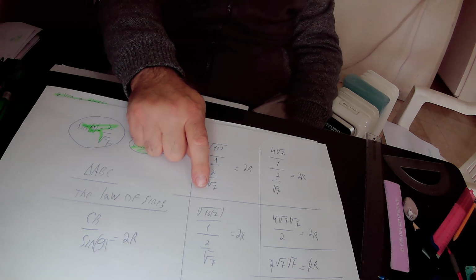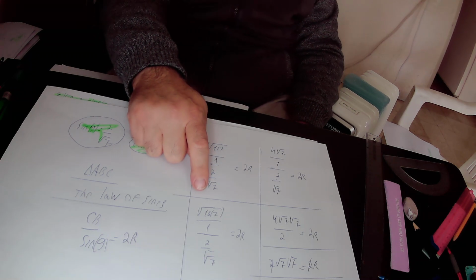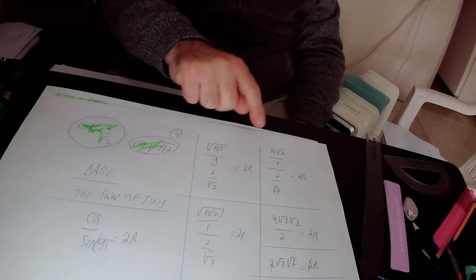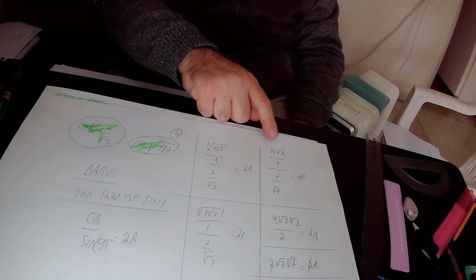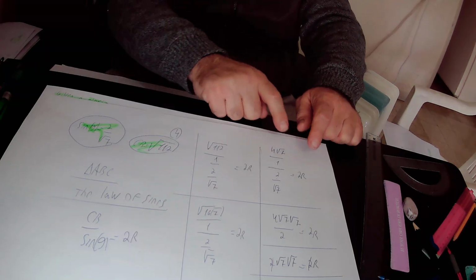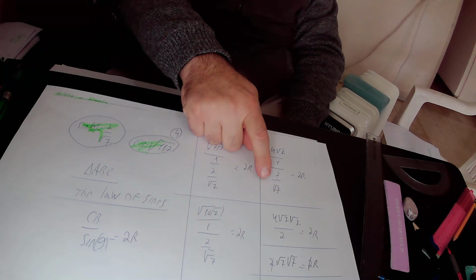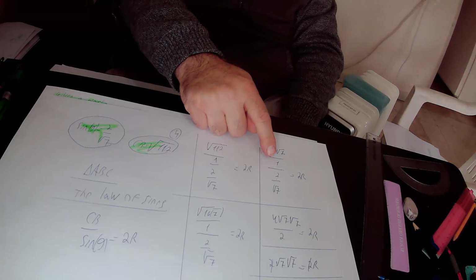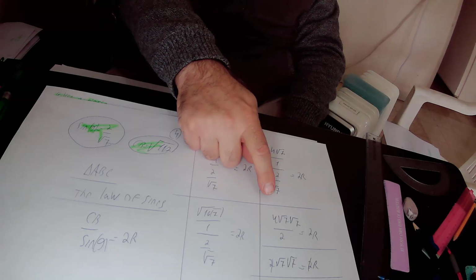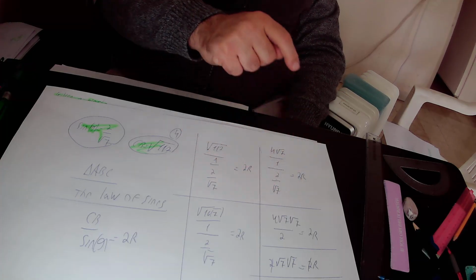Here we took 16 out of the root. The square root of 16 is 4, so inside the root we are left only with 7. So this expression in total equals 4 times square root of 7 over 2 over square root of 7, equals 2R. Here we moved square root of 7 to the numerator and 2 to the denominator. We found that 4 times square root of 7 times square root of 7 over 2 equals 2R.